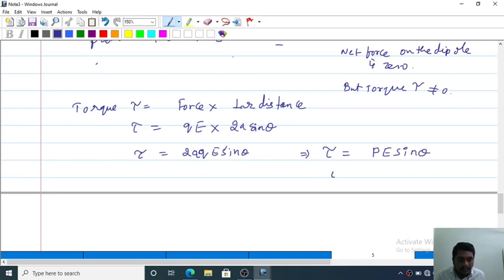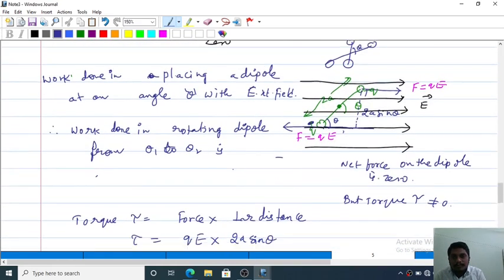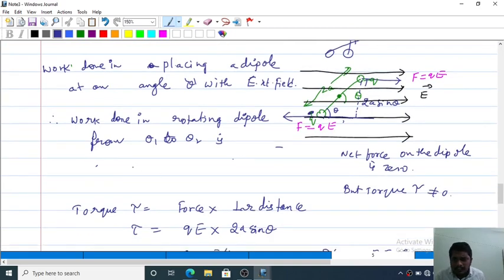In vector form it can be written as tau bar is equal to P bar cross E bar. A bar cross B bar is equal to AB sin theta. By using that formula, since this is a cross product, tau bar can be written as P bar cross E bar. Now what will be the work done here?